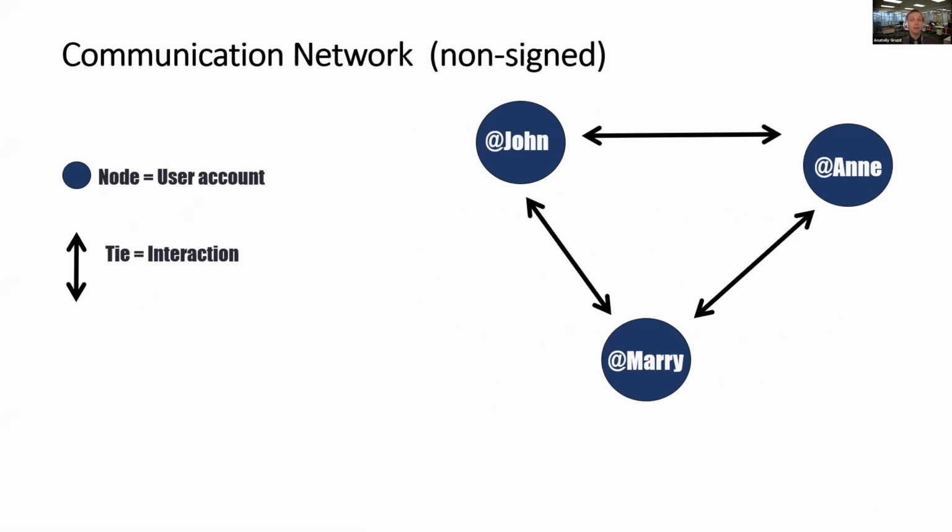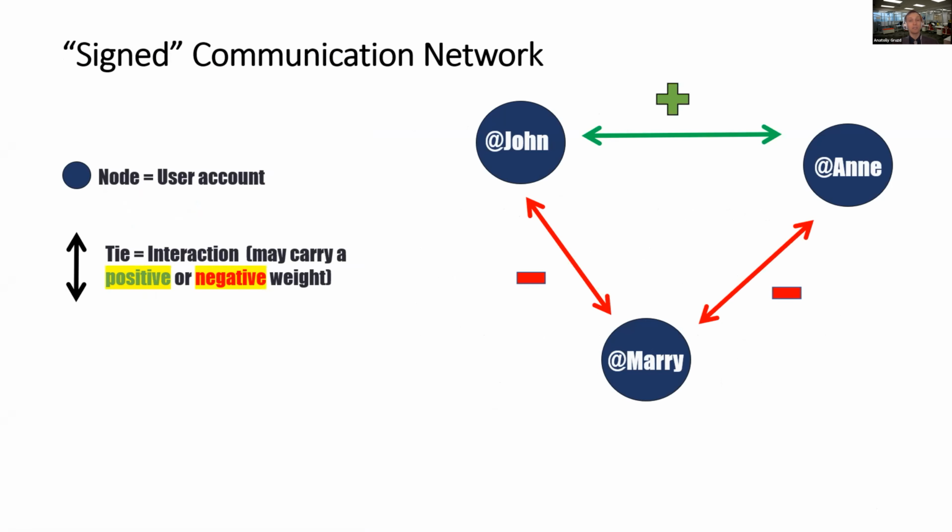Let's consider this example of three users interacting with one another, John, Anne, and Mary. Without any additional information about the nature of the interactions, we don't really know whether these interactions were hostile or friendly. But look what happens if we assign negative or positive signs to each connection. Then it gives us a little bit more information about what's actually happening in this network. For example, we see that the interaction between Mary and John is quite hostile, and so is the one between Anne and Mary. But John and Anne are actually quite positive in their exchanges.